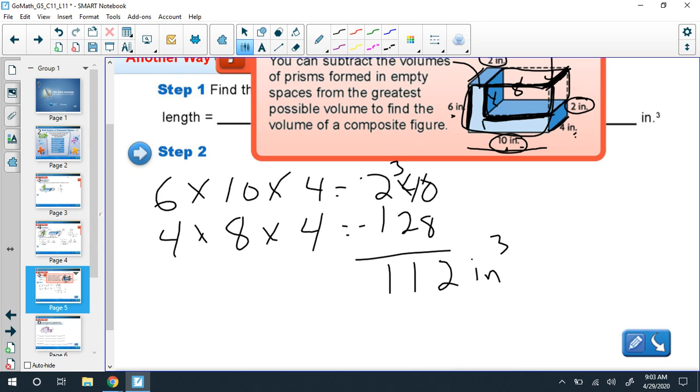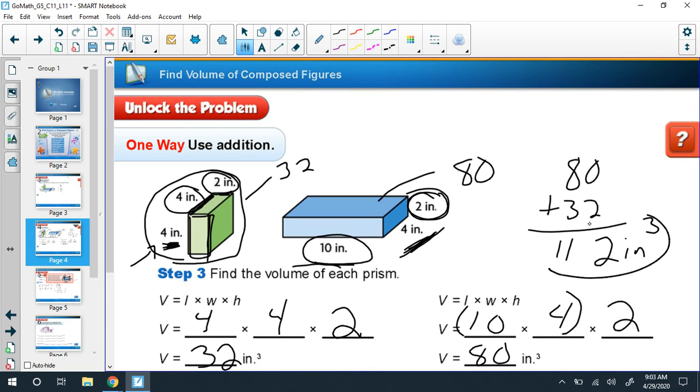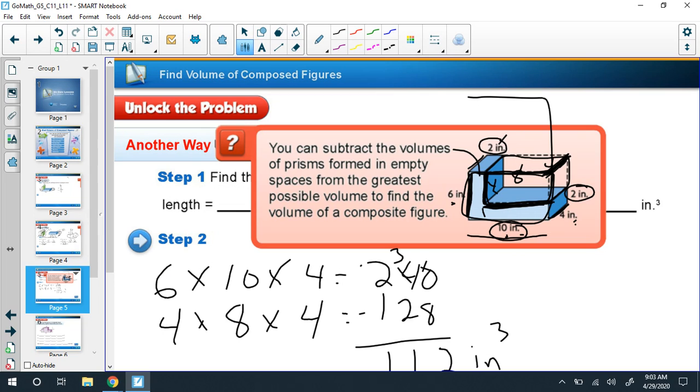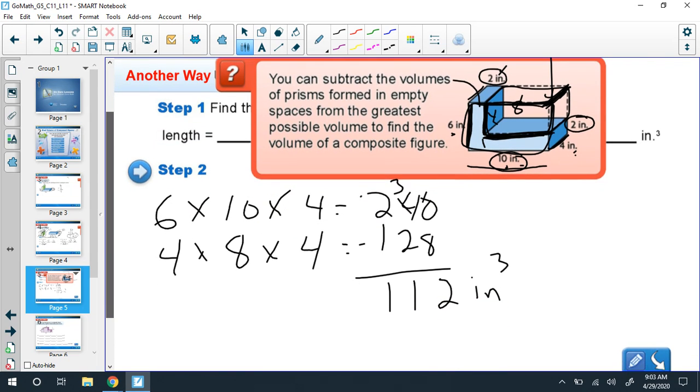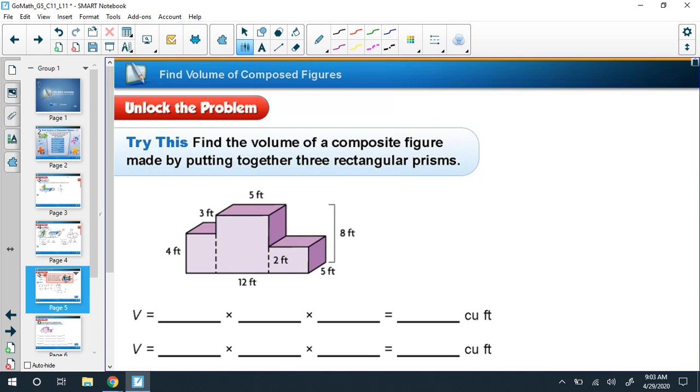So we have the same answer that we got on the last page, 112 cubic inches, and we'll go back just to double check and make sure that is in fact the case. So either way works. We can break it apart and then add it back together, or sometimes it makes more sense to find the volume of what it would be and then subtract out the little piece that is missing. Just look at them, try to figure it out, decide what is going to work best for you.